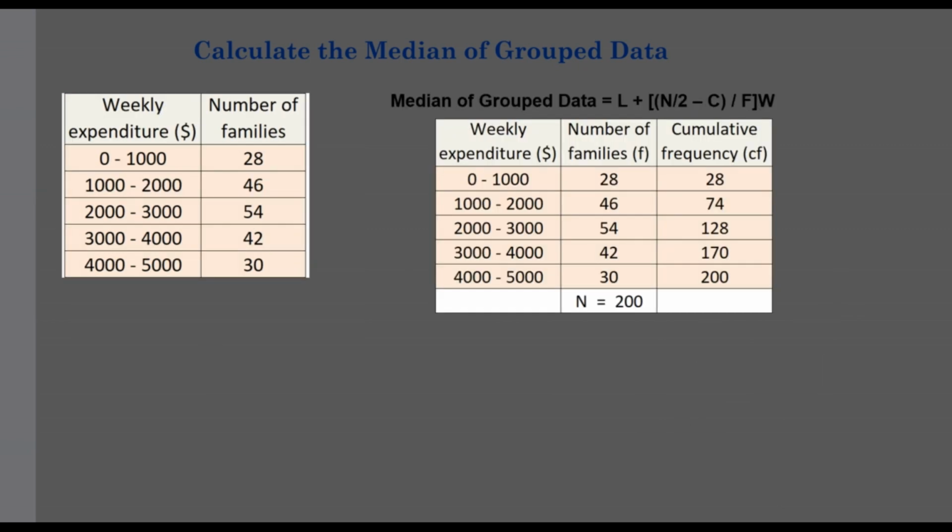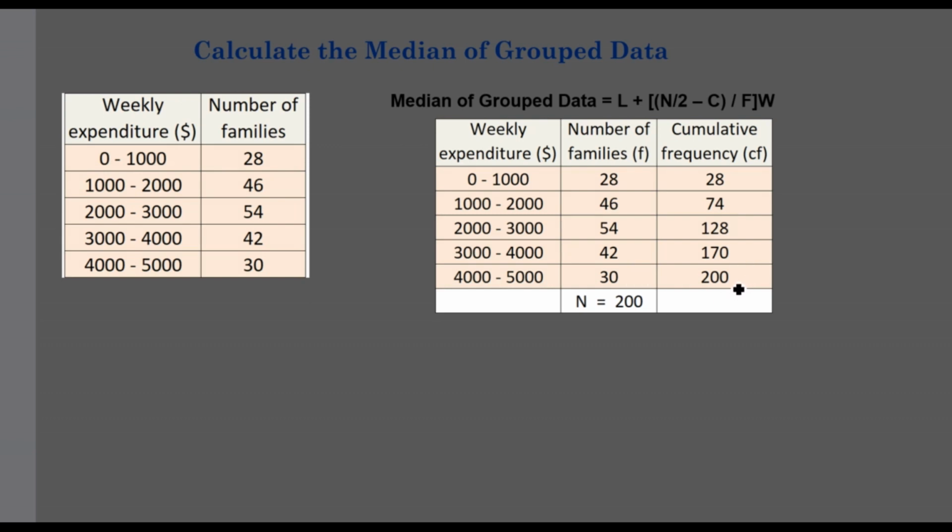Clear? So this is another example for finding the median. Here the weekly expenditure is given, then the number of families. 28 families' expenditure is coming under up to 1000, 2000 has 46 families, 2000 to 3000 has 54, 3000 to 4000 has 42, 4000 to 5000 has 30. The first step is to find the cumulative frequency. So the cumulative frequency is 28, then 28 plus 46 is 74, 74 plus 54 is 128, 128 plus 42 is 170, and 170 plus 30 is 200.